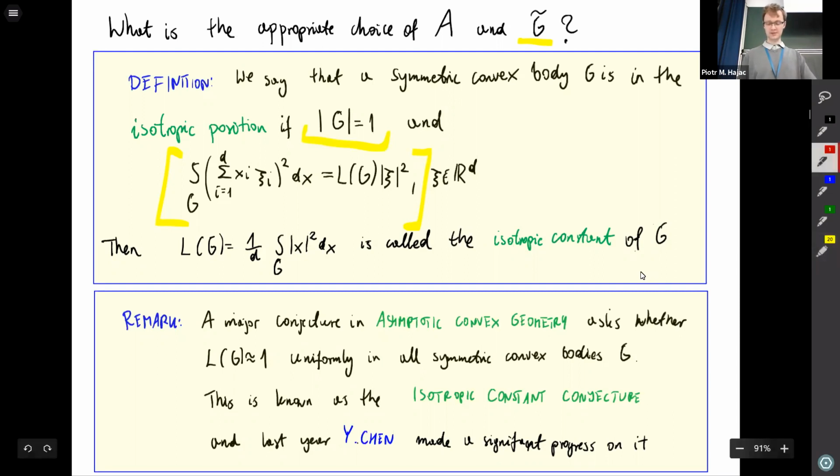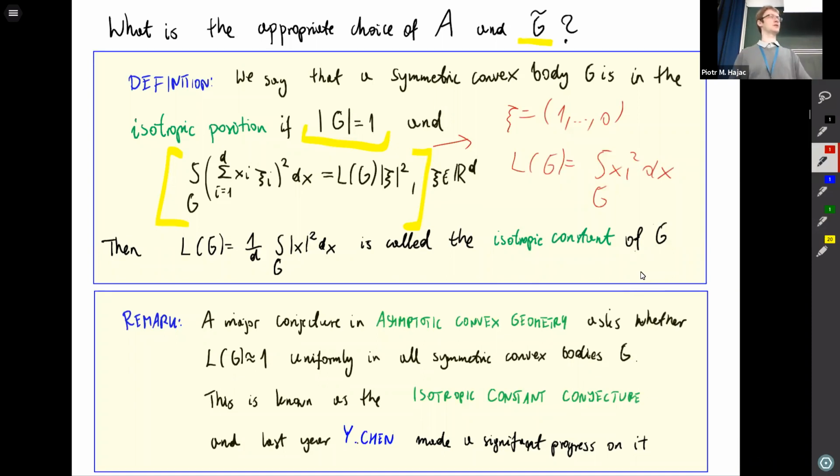So for example, what this implies is that if you take, say, psi equal to 1 and a bunch of zeros, then on the right we will have L_G squared because the length of psi squared is 1. And on the left, the only thing in this inner product that is not 0 will be x_1. So for example, it means already that in this case, the integral of x_1 squared equals L_G squared, and this quantity L_G is called the isotropic constant of the convex set.